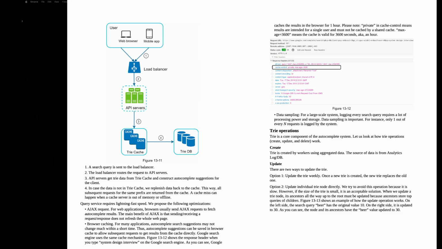So, browser caching. For many applications, autocomplete search suggestions may not change, so we can save them in the browser cache. The Google search engine uses the same mechanism. They have shown it in figure 13-12. Okay, never knew this. Maybe I'll check it after the call, whether it really stores this. It's showing the maximum age is 3600, in seconds, which means the cache is valid for one hour.